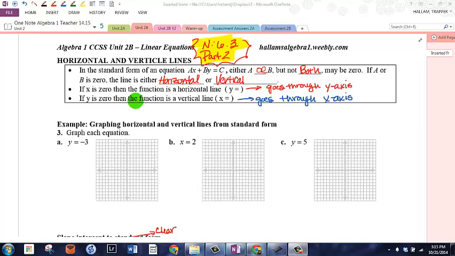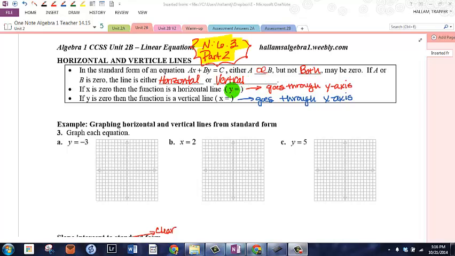Okay, so here's part 2 of our note 6.3 on standard form. What we find here is, let's make this quick statement about standard form. If the A value or the B value, and again the key term here is "or," one or the other, but never both, can be 0, then what we end up with is a horizontal line or a vertical line.